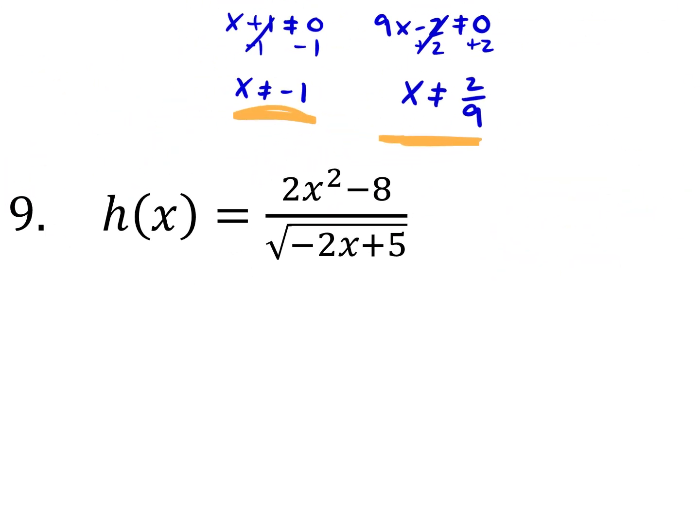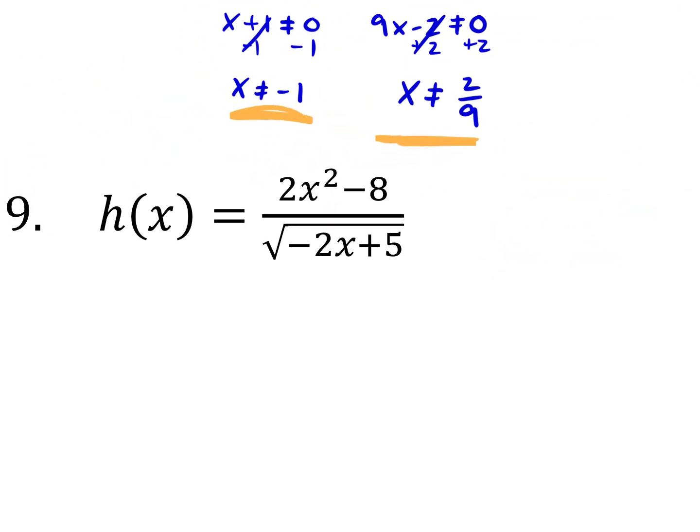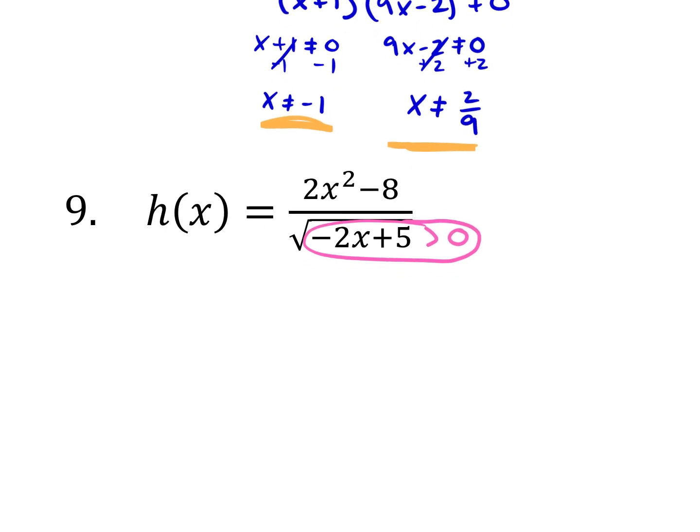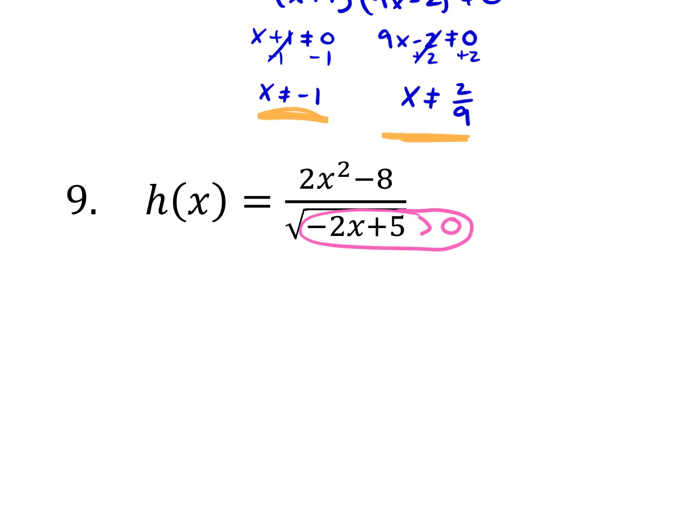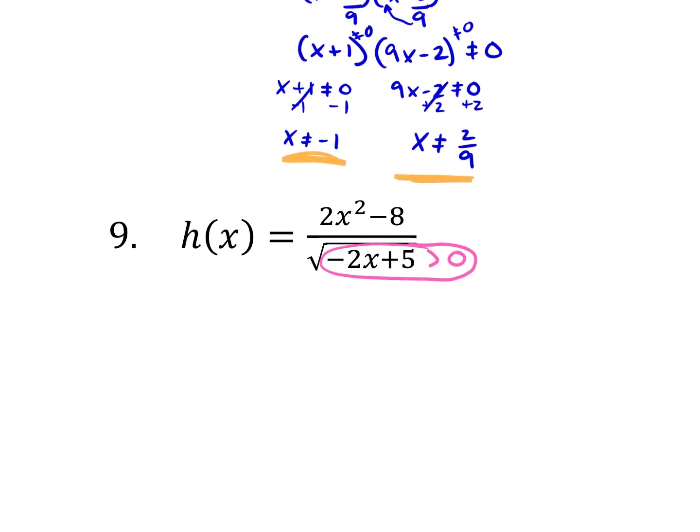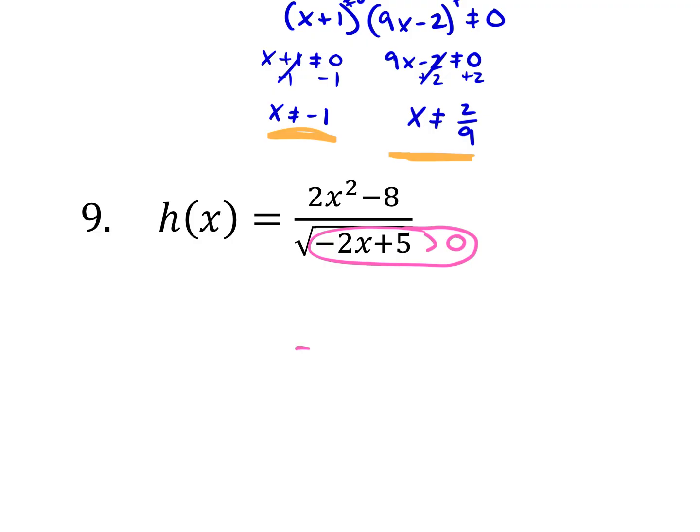If it's a fraction with a square root, we would just say it's greater than 0 and solve whatever's under the square root here. So same thing that we did for number 8. Just saying greater than, not equal to, because remember, if it's in the denominator, it can't be equal to 0. So we just say negative 2x plus 5 is greater than 0 and solve just like we did for 8.